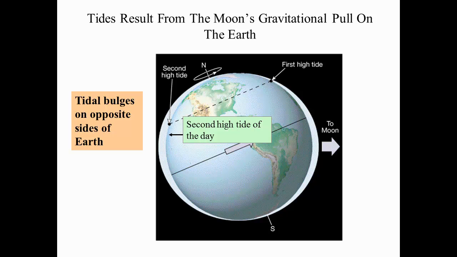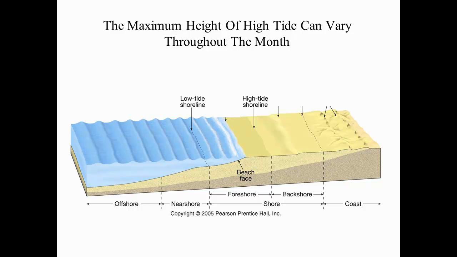Everybody see this? Ready? Well, we don't technically actually see this in the classroom, but along any given coastline, we'll have a low tide shoreline and a high tide shoreline.